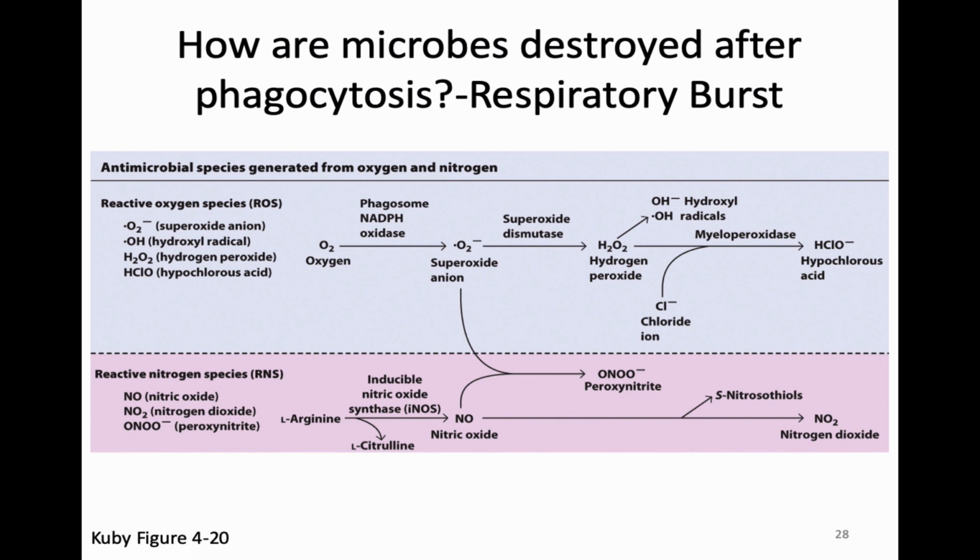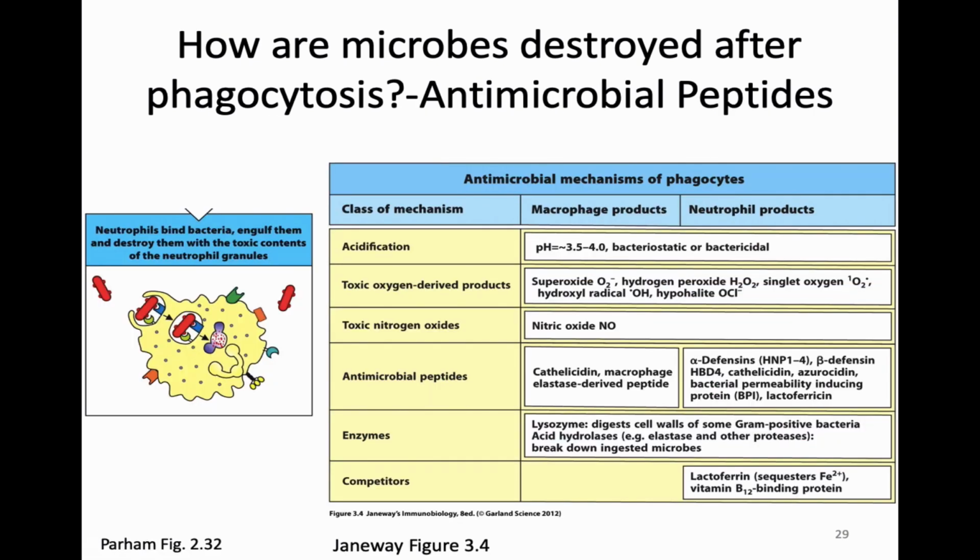Similarly, there are enzymes that allow for the production of nitric oxide, nitrogen dioxide, and peroxynitrite, which are reactive nitrogen species that also have antimicrobial effects. This is happening inside of the phagosome and the lysosome because we want to keep these toxic molecules in that compartment and not allow them to destroy the rest of the cells. So this process of respiratory burst is an important way that those microbes can be destroyed after phagocytosis.